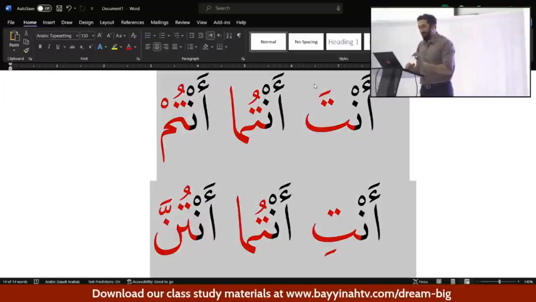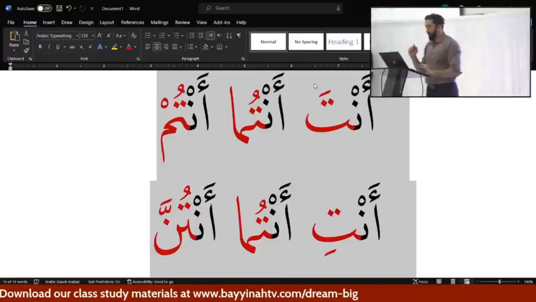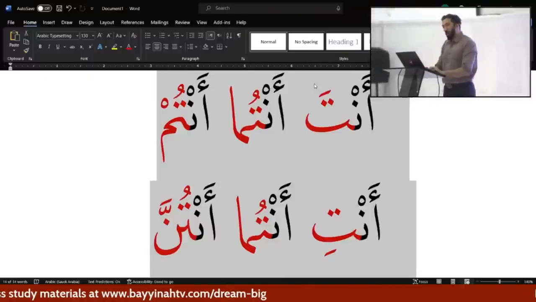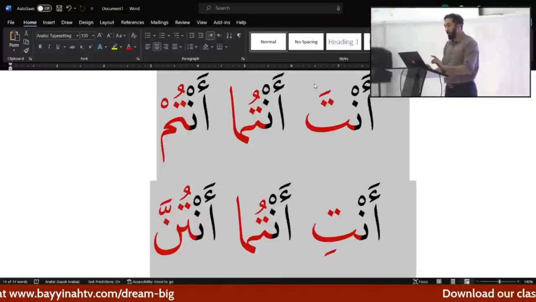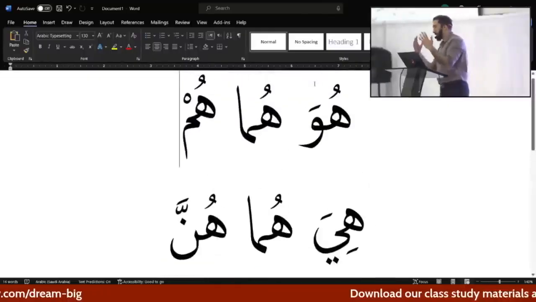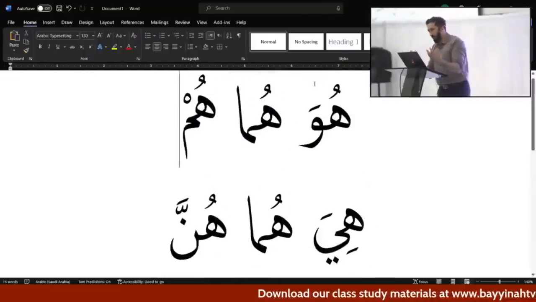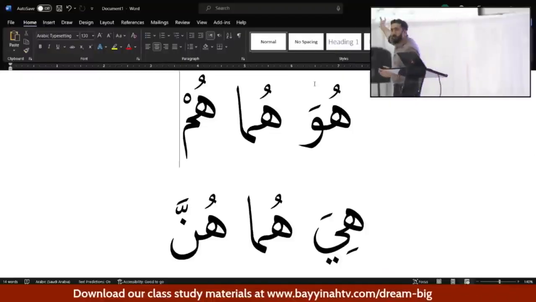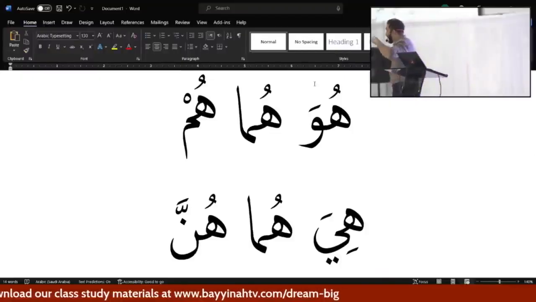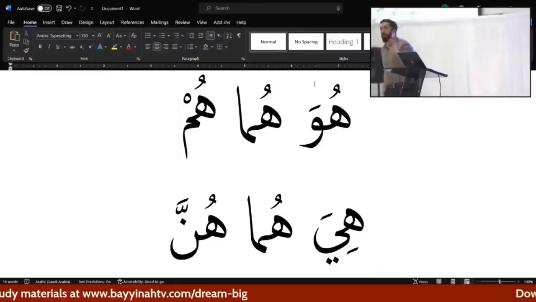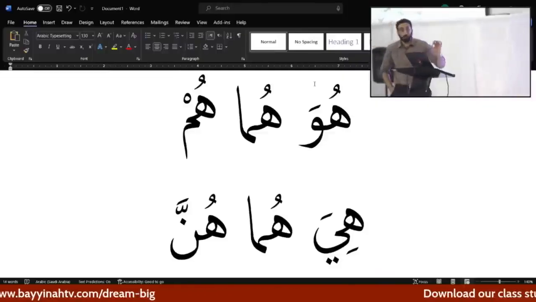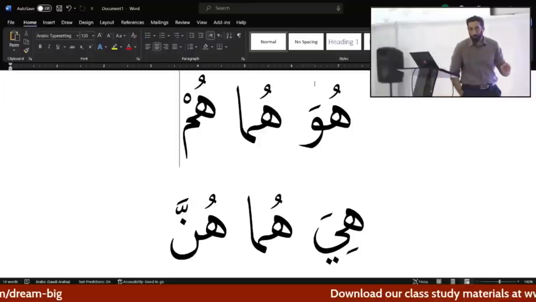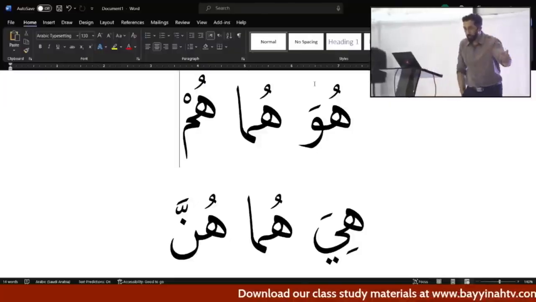Okay. Now watch this. Before, I kept calling them cousins. We should give them a real name. How did I name these guys? What do I call these guys? Independent pronouns. Now I'll give those guys a name. Their name is attached pronouns. What's their name? Attached pronouns. So independent pronouns and attached pronouns.